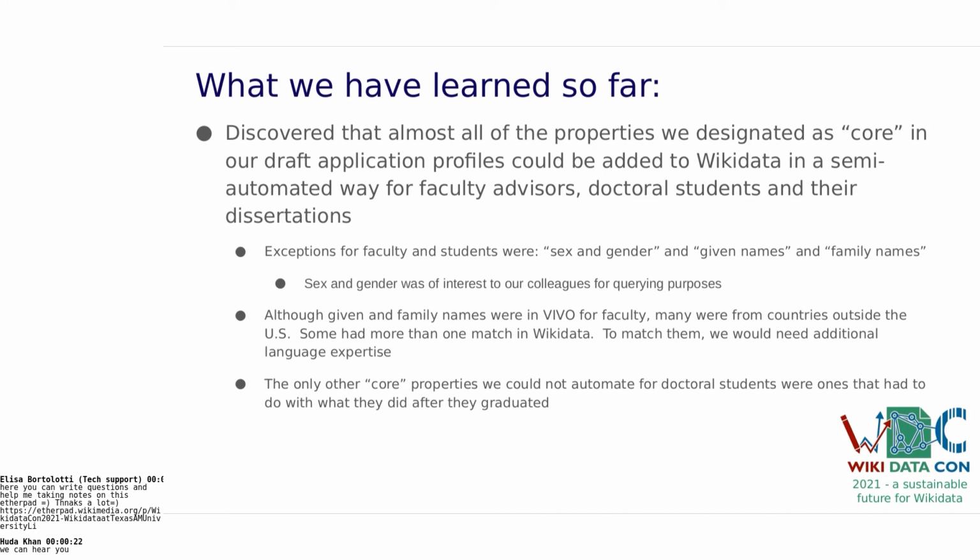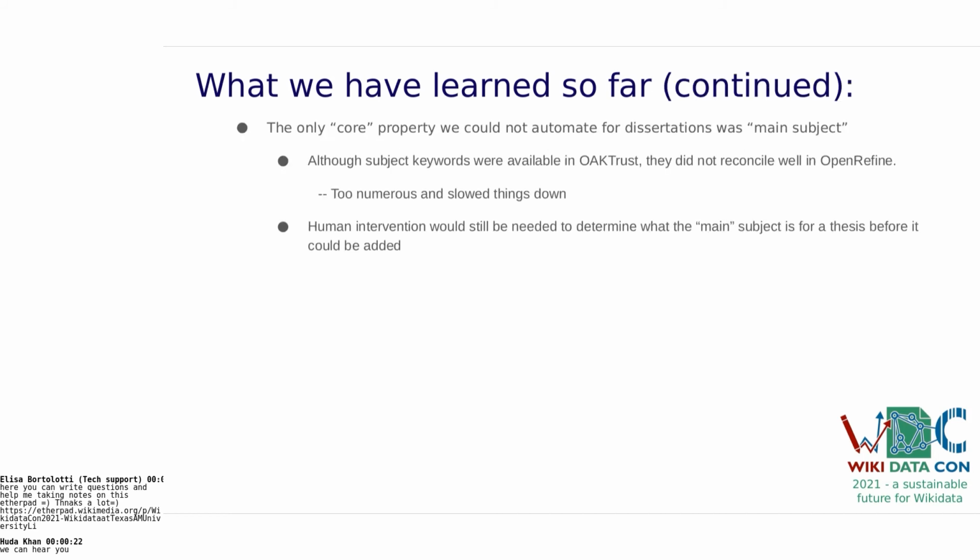The only core properties we could not automate for doctoral students were ones that had to do with what they did after they graduated, and I'll show you an example of that on a later slide. As for dissertations, we were able to automate all the core elements except for main subject.